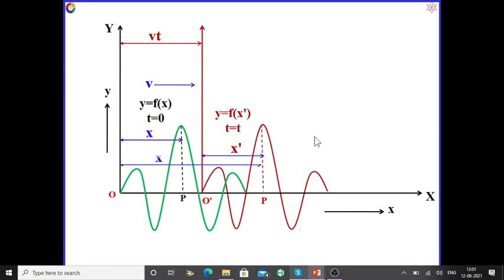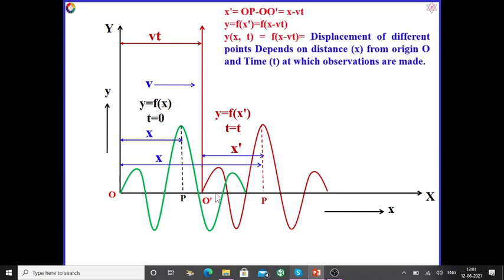Okay, so now let the distance from O to P be x. So here x dash will be how much? It will be x minus vt, that is your OP minus OO dash, from here to here minus this one, so this will be x minus vt. So now this f(x dash) is transformed to the x frame or O frame.